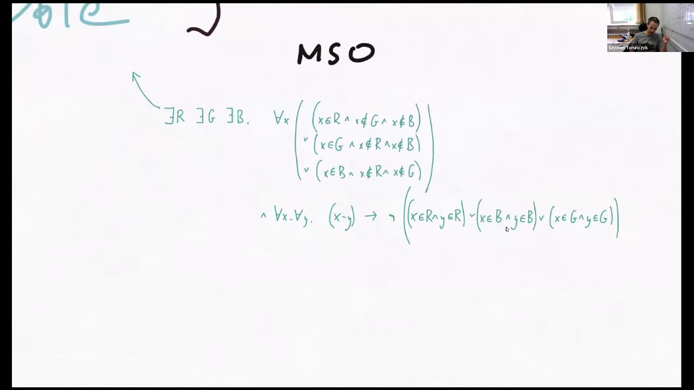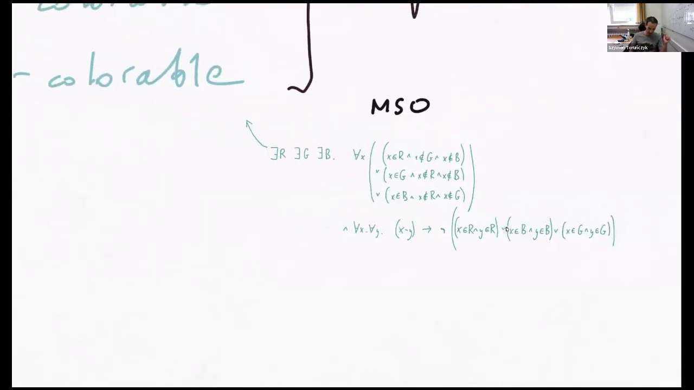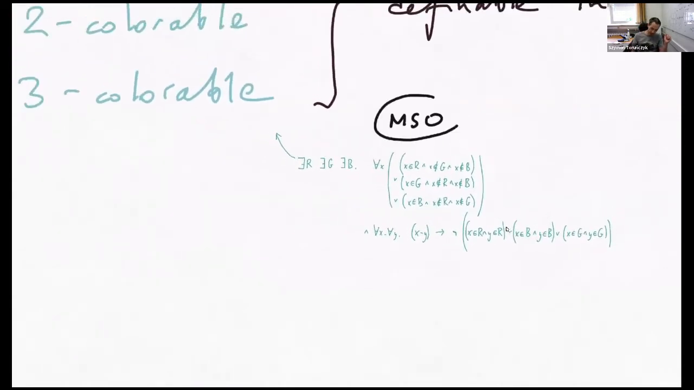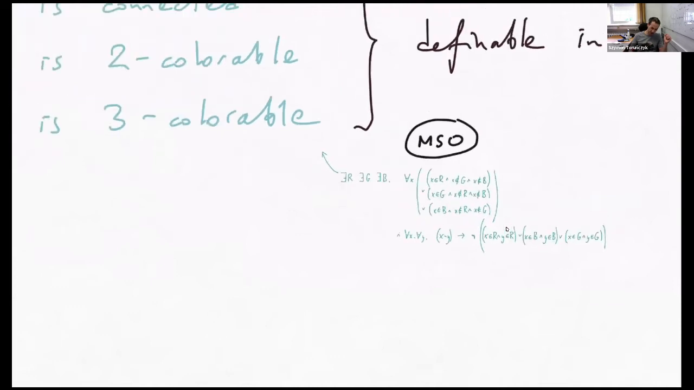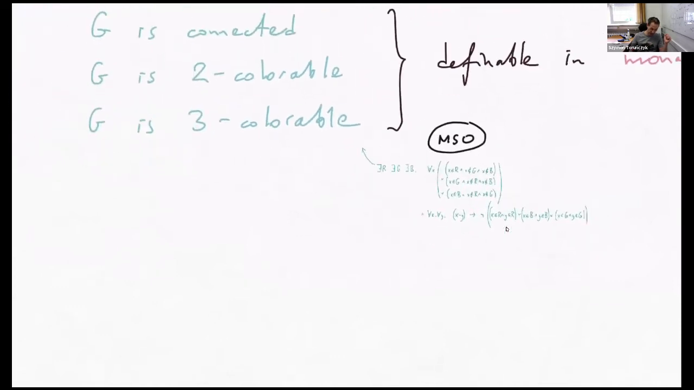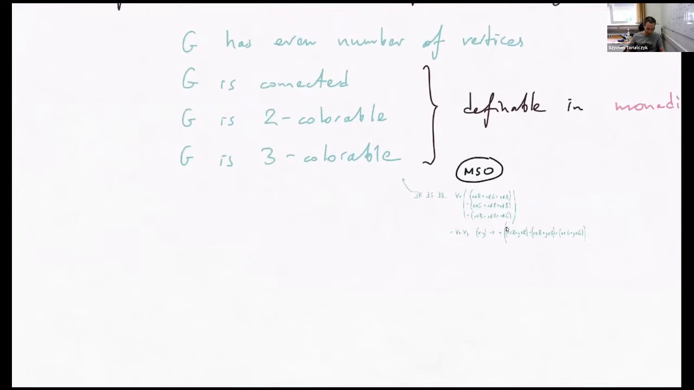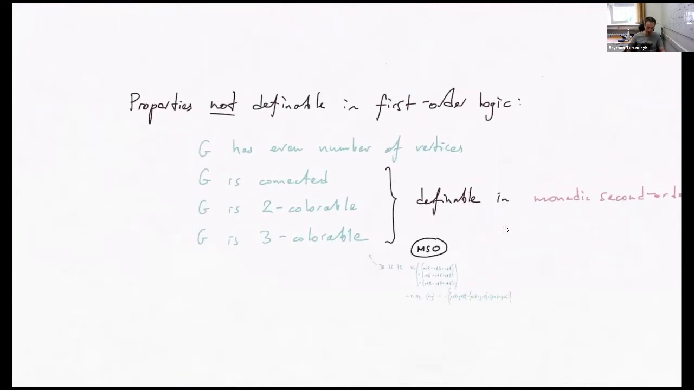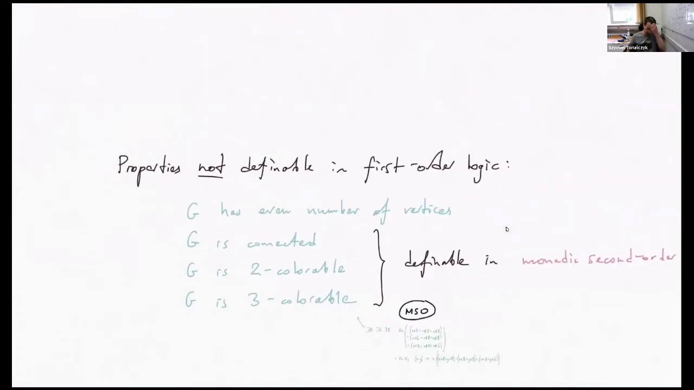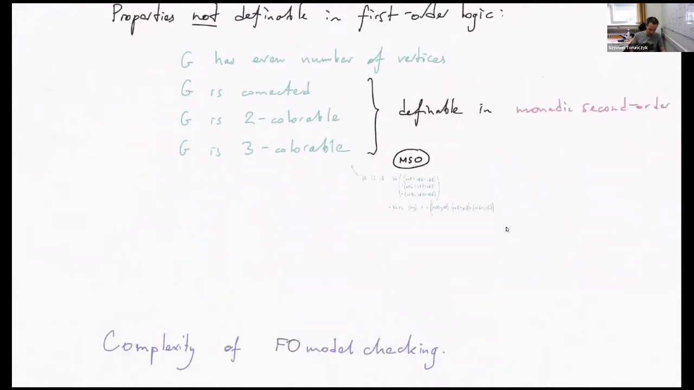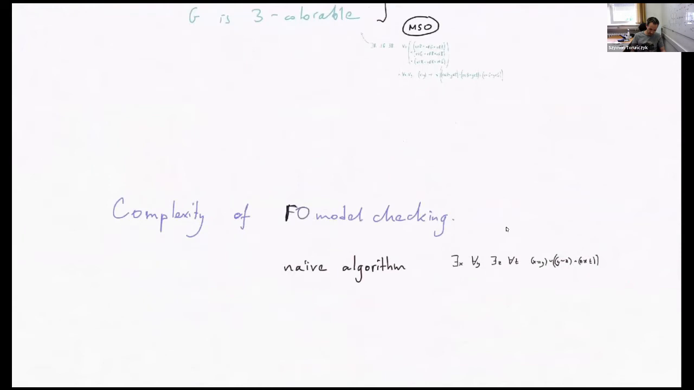have the same color. So when two vertices are adjacent, they are never both red, and they are never both blue, and they are never both green. So this is a formula which is not first order logic, it's monadic second order logic, which can express that G is three colorable. But in this talk and in this series, we will focus on first order logic. So this will be our main focus.